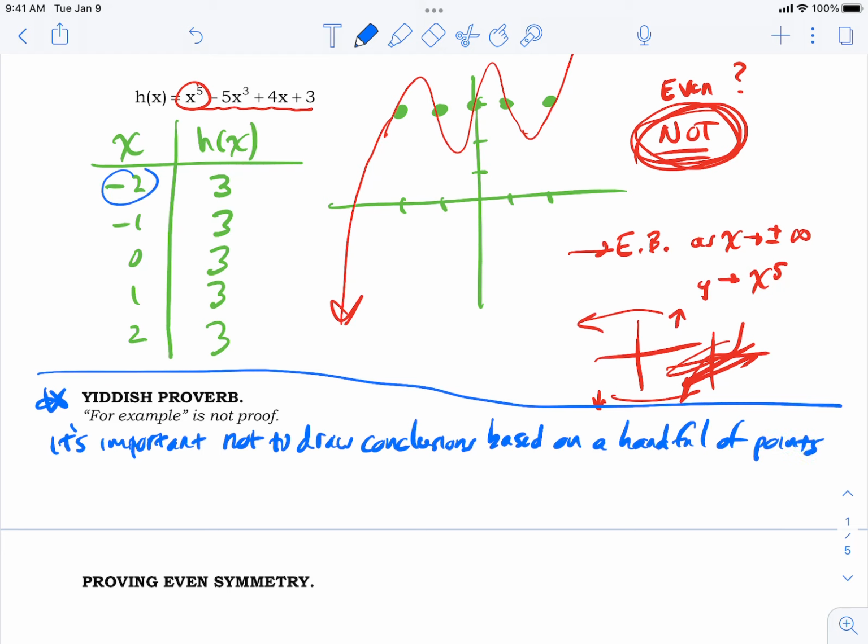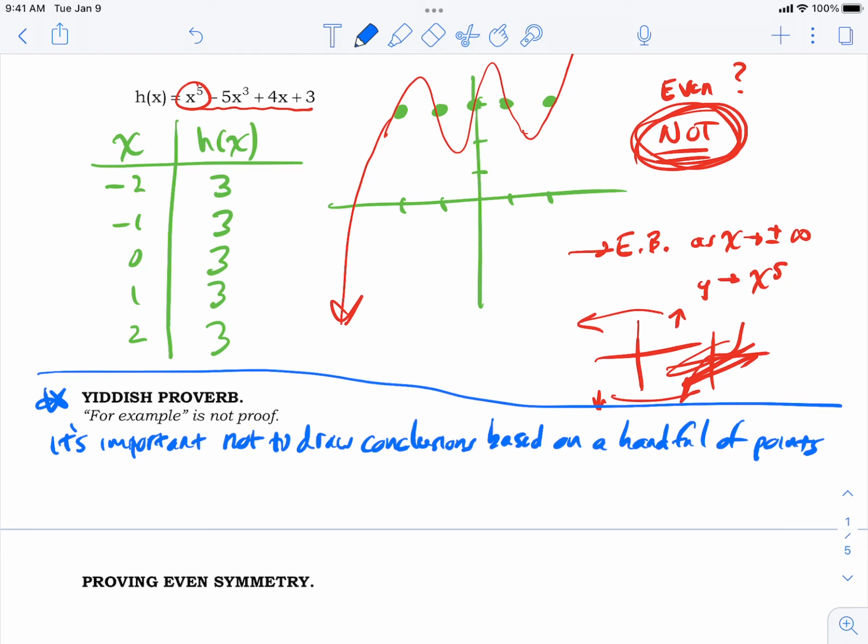If you say, hey, look, I got the same thing when I used a plus 2 or a minus 2. I got the same thing when I used a plus 1 or a minus 1. It must be an even function. It's like, no, it doesn't. Must be. It might be, but it isn't. This one isn't. So it's important not to draw conclusions based only on that.